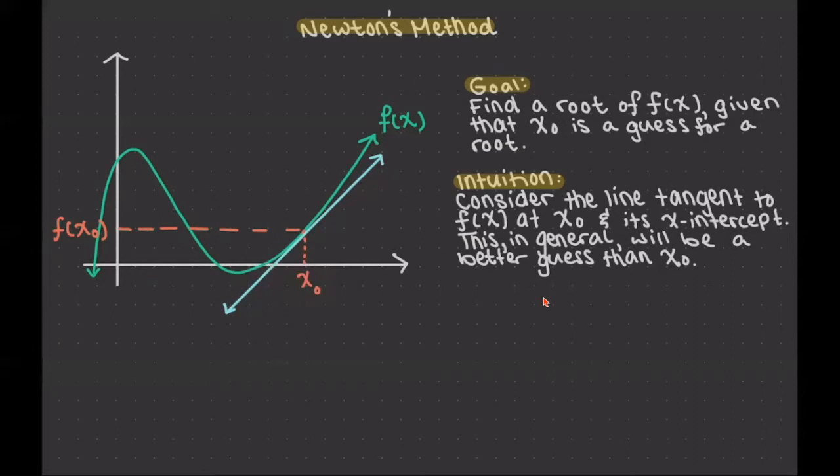Let me actually write down the formulas, and then we'll go to Desmos a little bit later and do some examples by hand. Again, here's our function f of x. We have our guess x naught, and we know what f at x naught is. So the equation of the tangent line, remember, is going to have slope given by f prime at x naught, and it's going to go through the point x naught comma f of x naught.